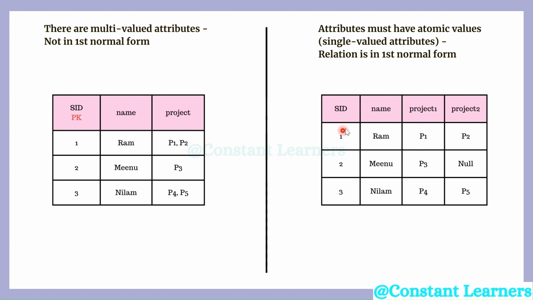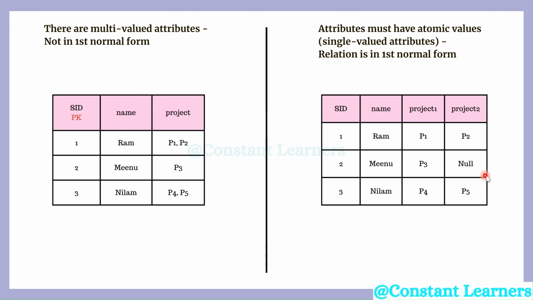Now again, we have student ID and name, but now we are separating the projects into 2 different columns as project 1 and project 2. So Ram is working on P1 and P2. His first project is P1, second project is P2. Meenu is working only on one project, so here we have P3, and for project 2 we are getting null. Then again, Neelam is working on 2 projects, P4 and P5. Now in this case, we do not have any multi-valued attributes, and thus this table is in first normal form.